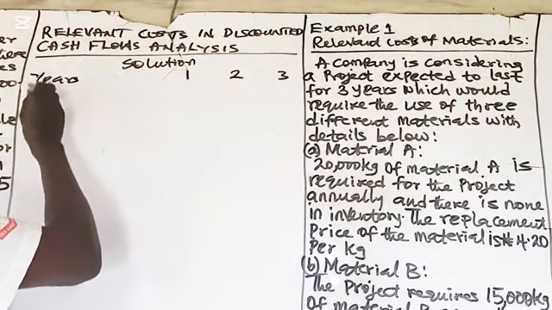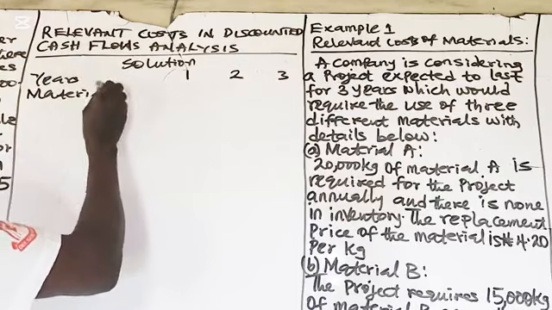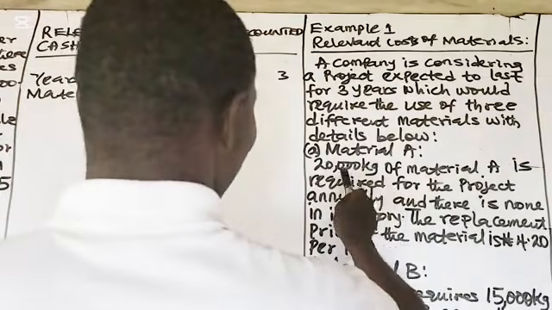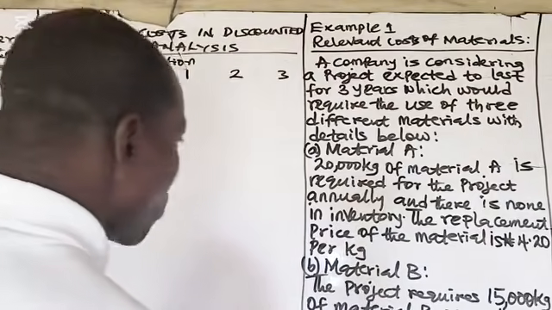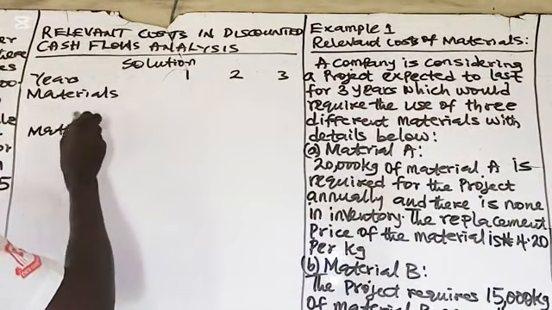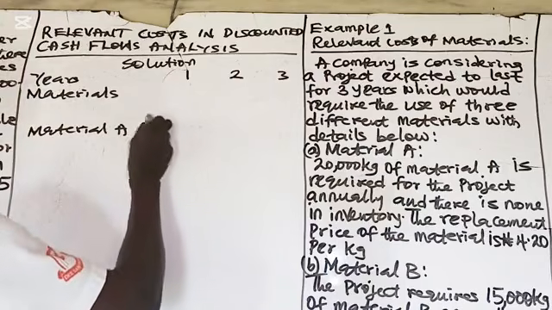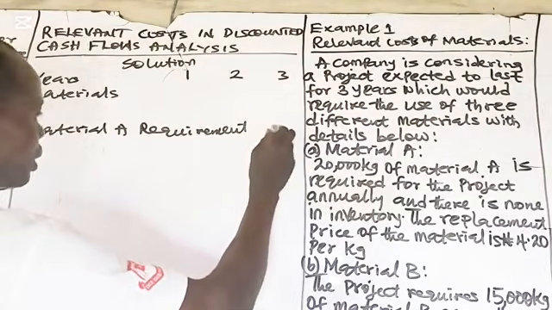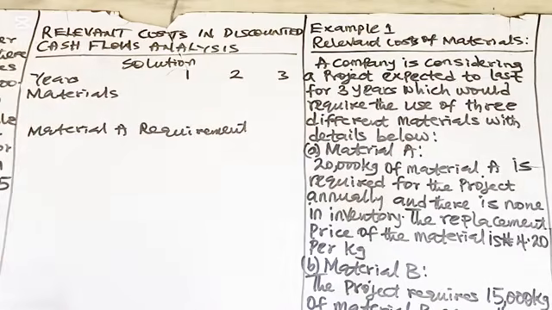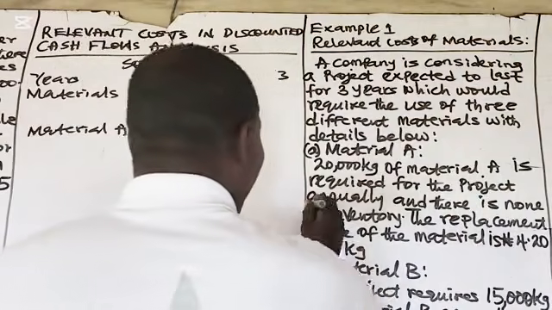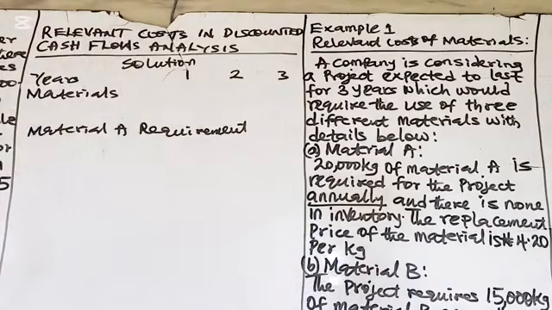So we have materials. Now, you were told 20,000 kg of material A is required for the project. Let me say requirement. In year 1, 20,000 is required. In year 2, 20,000 is required. That is why the question says 20,000 kg of material A is required for the project annually. That is, in each of the years, what you need for production is 20,000 kg.